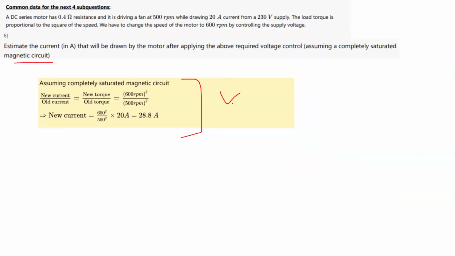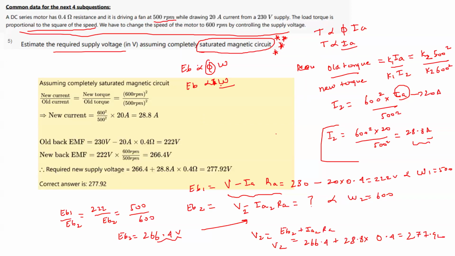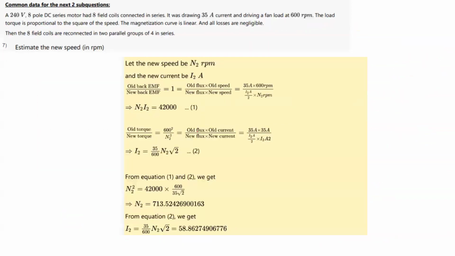Now this we have already seen. This was the sub part of this question only. Now we go to the next question. Now in the next question, what it is saying is that an 8-pole DC series motor has 8 field coils connected in series. Remember, it is like 1 coil, 2 coil, 3, 4, 5, 6, 7, 8. So like this 8 coils are there for the field winding.